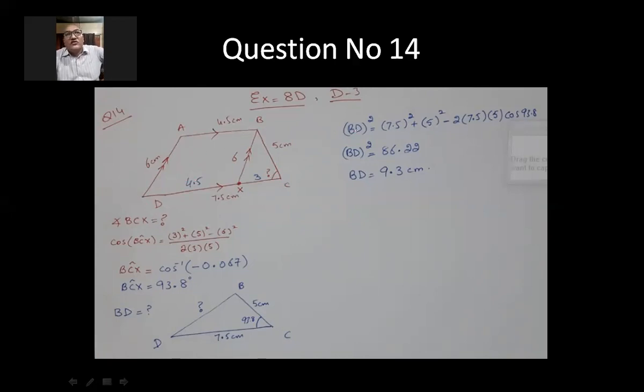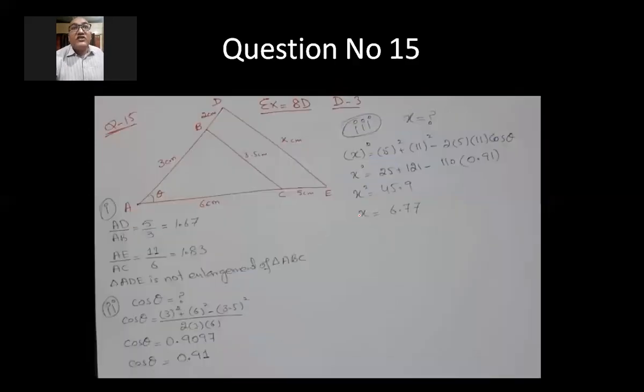So according to the law of cosine, BD square will be equal to 7.5 square plus 5 square minus 2 into 7.5 into 5 into cos of 93.8, equals, under root answer equals, so your final answer will be BD equals 9.3 centimeter. Very technical question. So that was question number 14. So let's move to the next question. The next question coming up on your screen is question number 15.